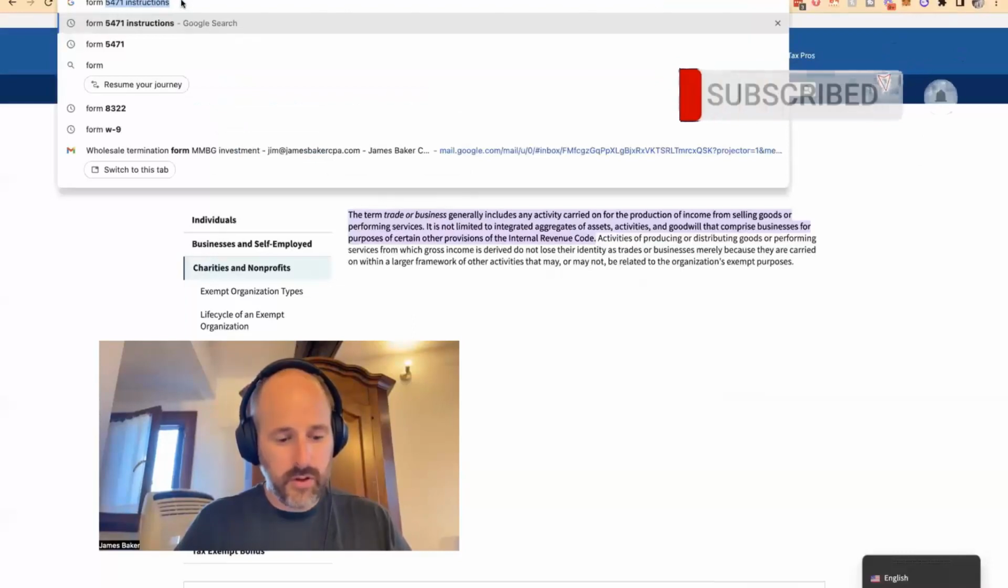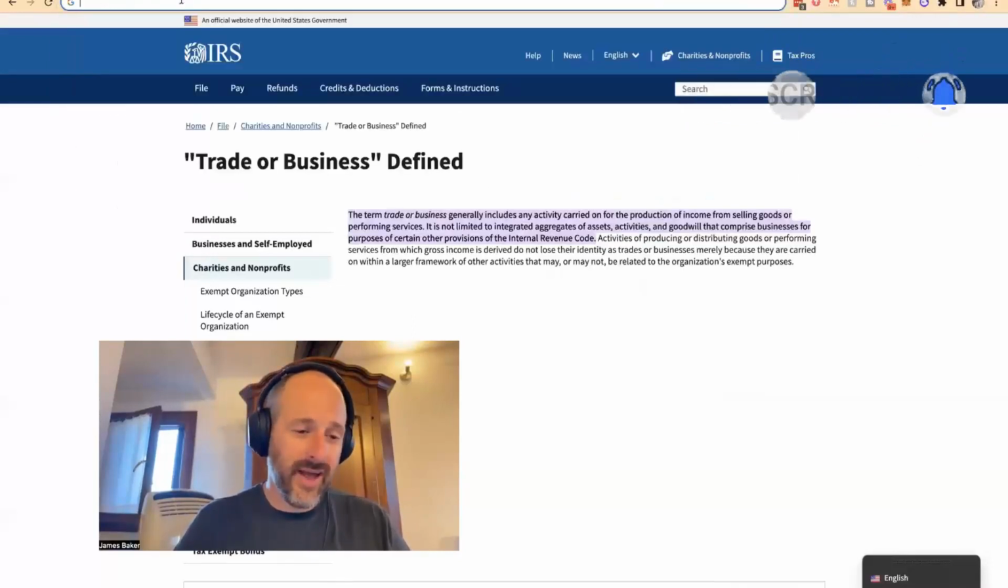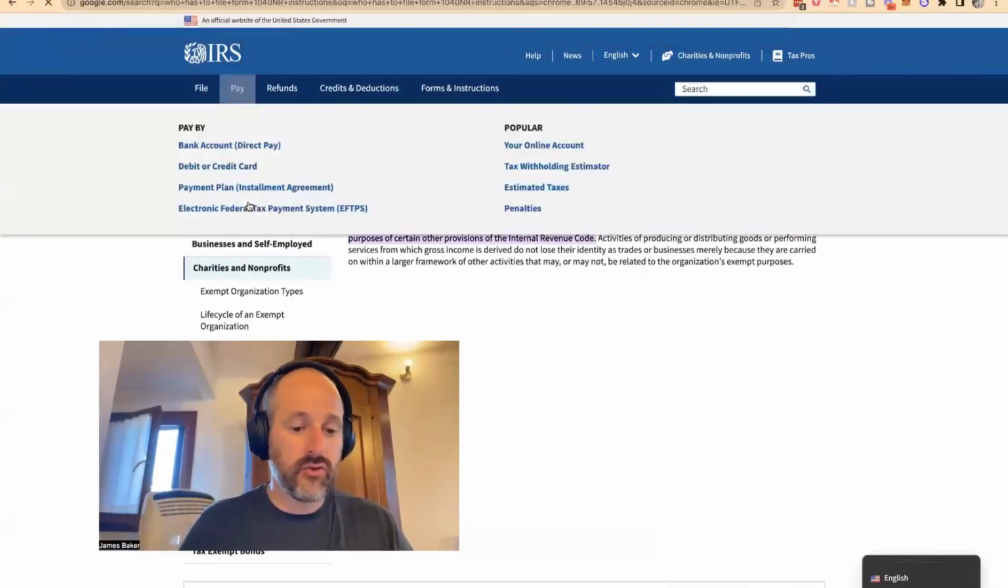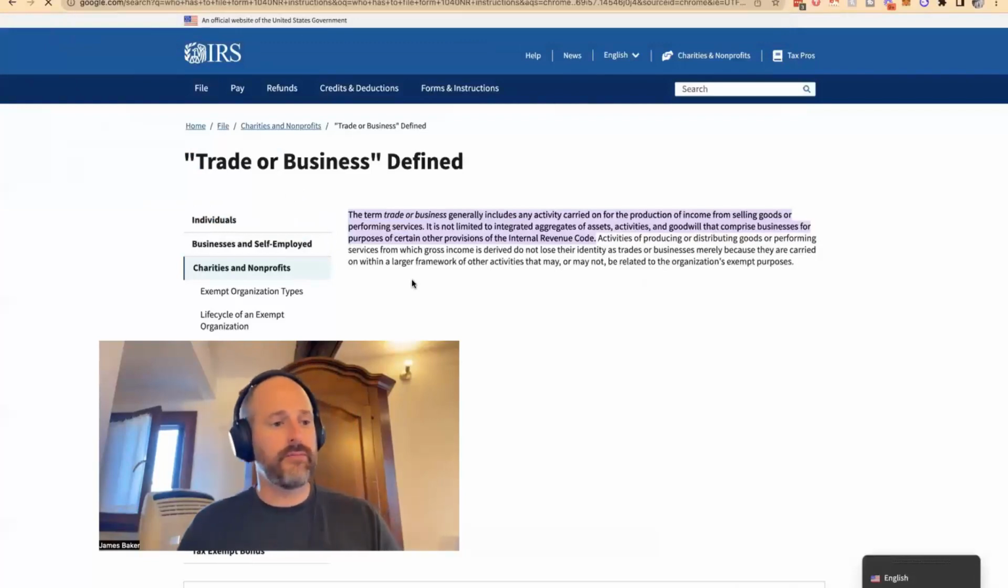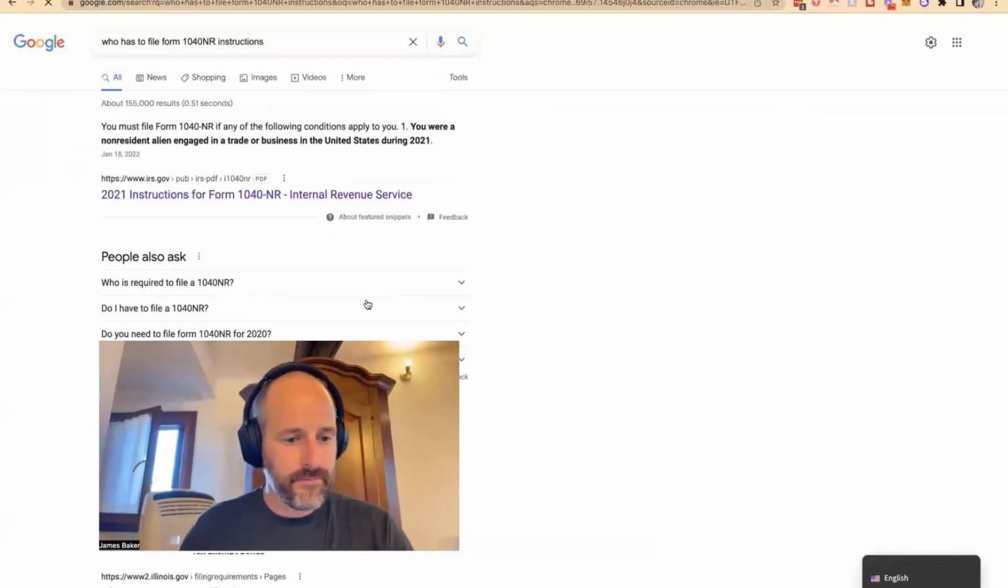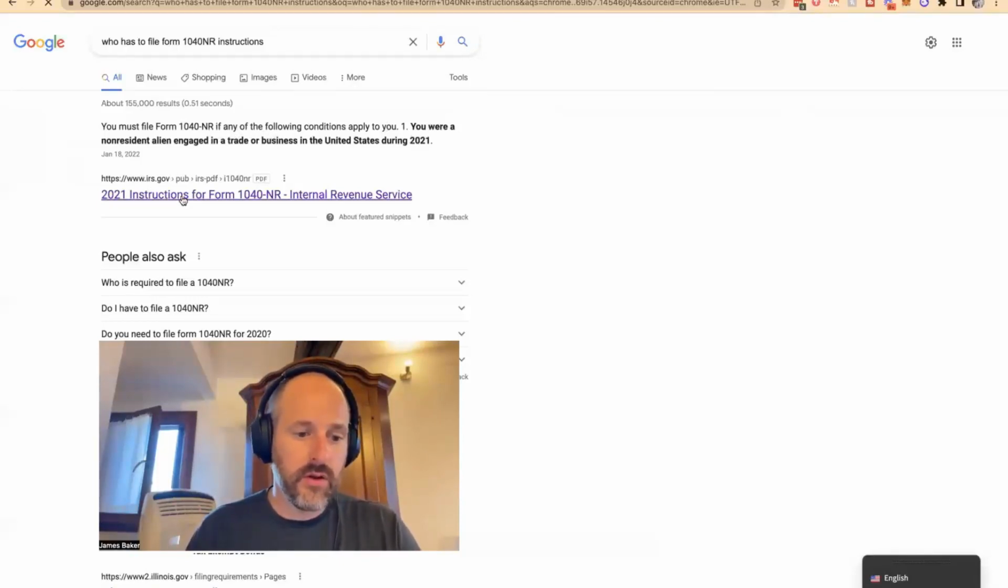And you can always look it up. Who has to file Form 1040 NR instructions, whatever. If you look at the instructions, they have a line that's going to be who must file. This is from the IRS website. You must file 1040 NR if, number 1, you were a non-resident alien engaged in a trade or business during 2021, that's the big one. And number 2, if you had withholdable payments.